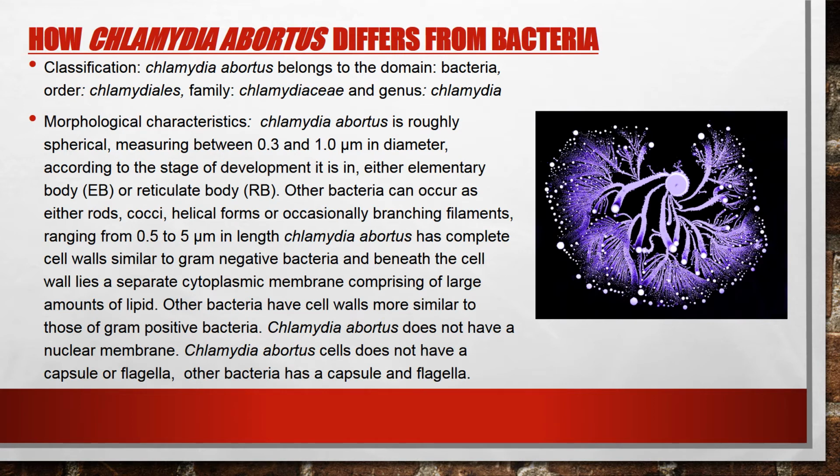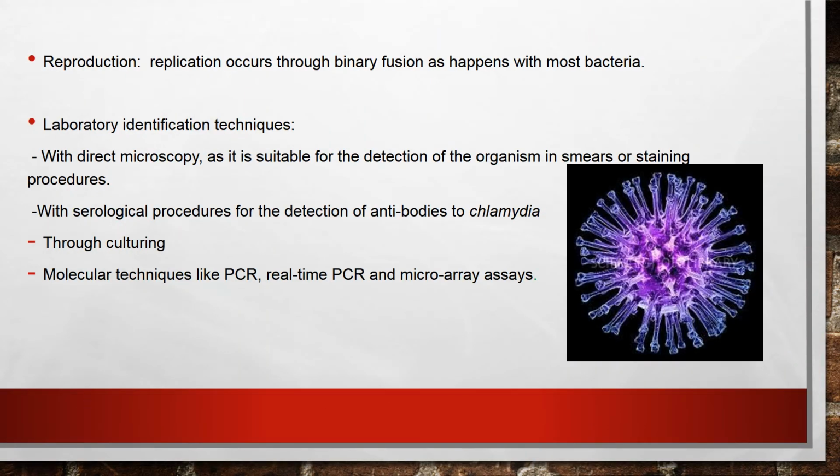Chlamydia abortus does not have a nuclear membrane. Chlamydia abortus cells do not have a capsule or flagella. Other bacteria have capsules and flagella. Reproduction. Replication occurs through binary fission, as happens with most bacteria.